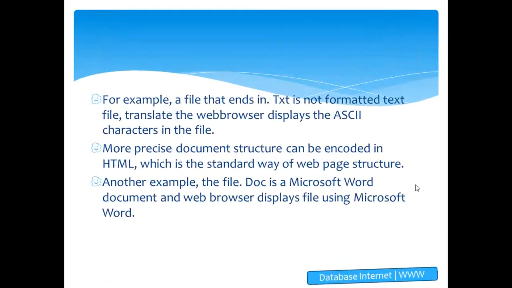Here is an example. A file that ends in .txt is an unformatted text file, transferred to the web browser, which displays the ASCII characters in the file. More precise document structure can be encoded in HTML, which is the standard way of structuring web pages. Another example is a .doc file, which is a Microsoft Word document, and the web browser displays the file using Microsoft Word.